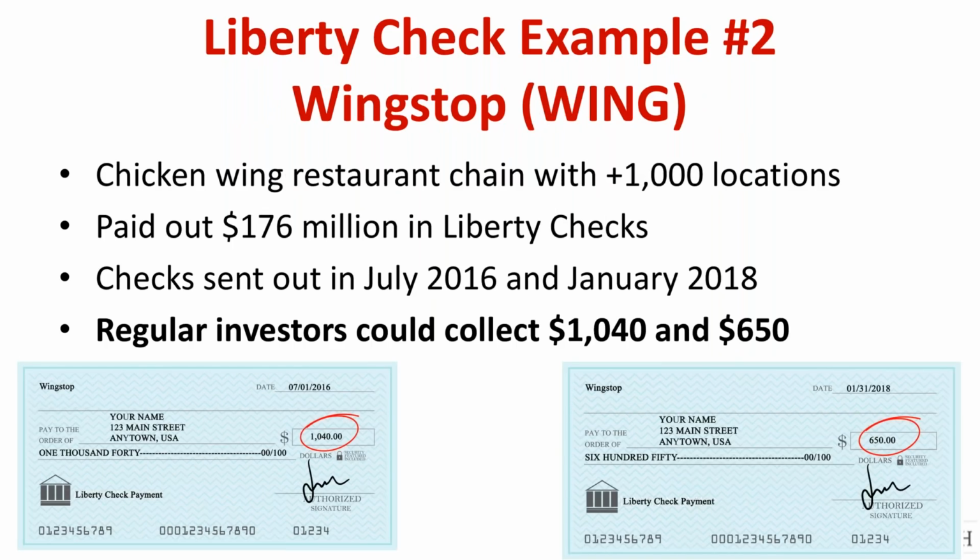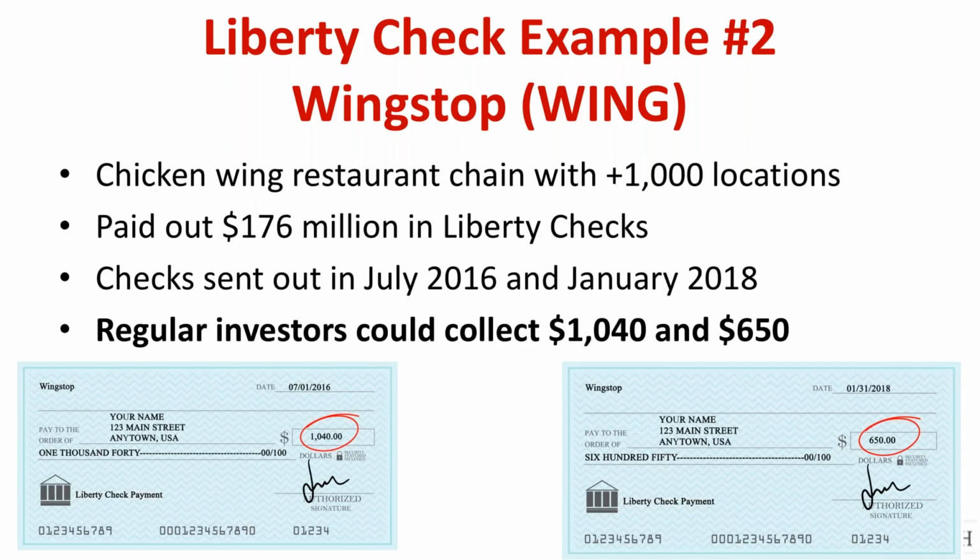And so tell us about Wingstop. This is a unique situation because this chicken wing restaurant chain actually paid not one but two Liberty checks in quick succession. Yeah, it's true. This company is really doing well, opening stores at a rapid pace, and the ones that are opening stores at a rapid pace are also the ones that continue to grow and continue to earn money. And these guys found themselves cash flush a couple of times. They sent 176 million in Liberty checks, in July 2016, and again January 2018. Investors could have collected a check of up to 1,040 the first time, and over 650 the second time.